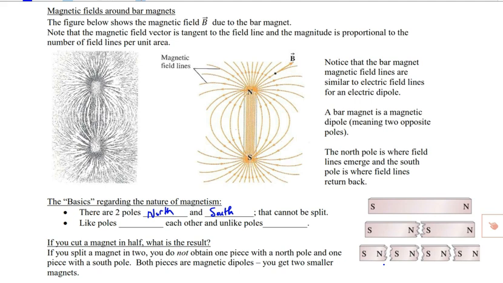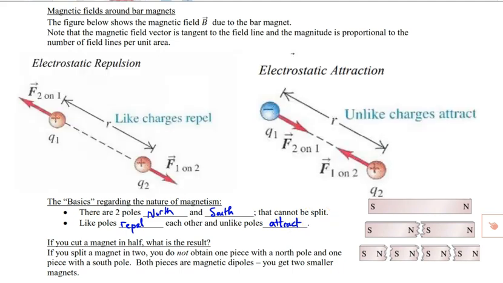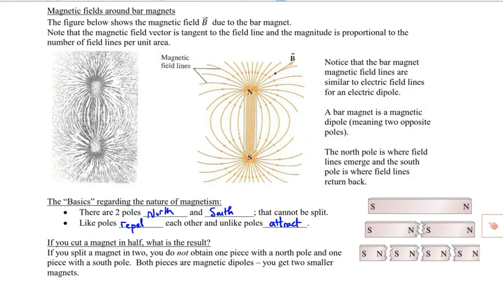We know that like poles, like a north and a north, will repel each other. And we know that unlike poles, like a north and a south, will attract. This is really similar to what you learned in electricity. To refresh your memory, I put these two little quick pictures to remind you back in chapter 18 when we looked at positive and negative charges, and when like charges repel and unlike charges attract. However, do not confuse magnetic poles with electric charges. They are fundamentally different from one another.